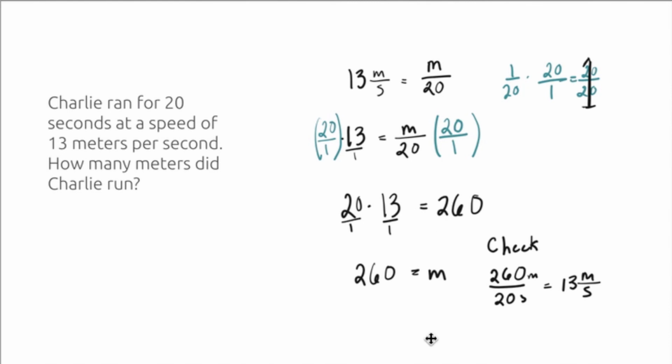So how many meters did Charlie run? He ran 260 meters. Wow, because 260 is equal to m. All right, we can even check this. So let's plug it back in to our original equation and see if m is equal to 260, if we get our rate of 13 meters per second. All right, so 260 divided by 20 is in fact 13 meters per second. So our answer is correct.